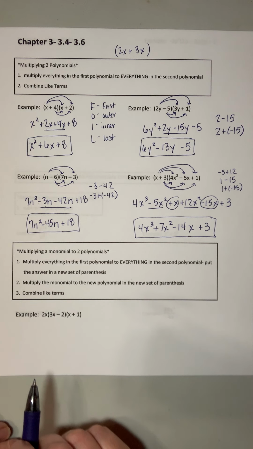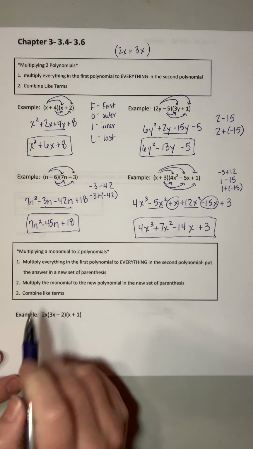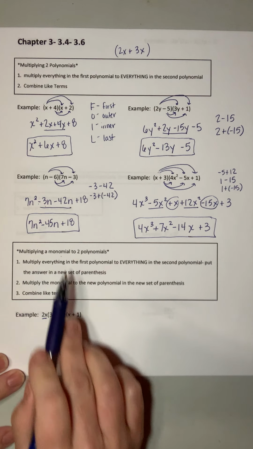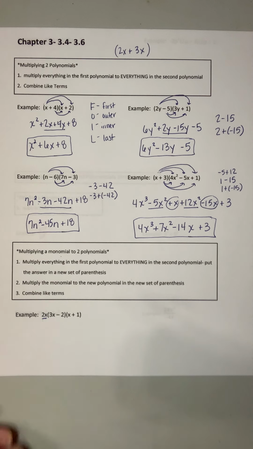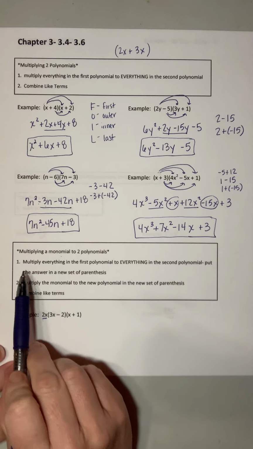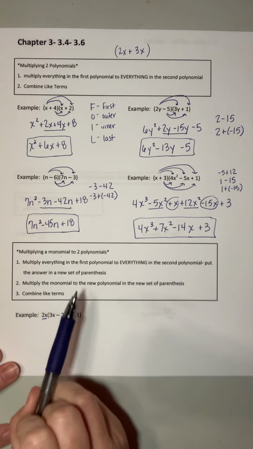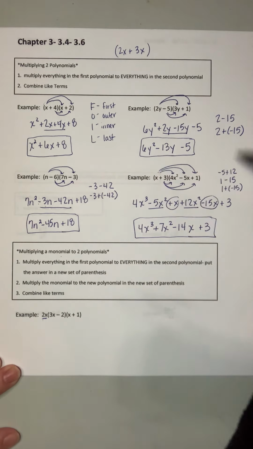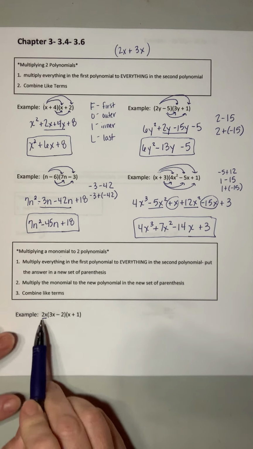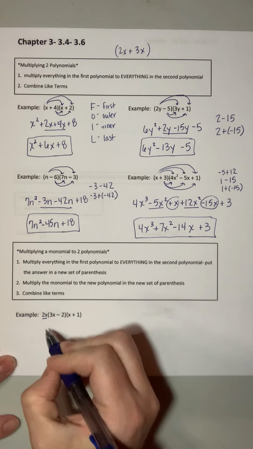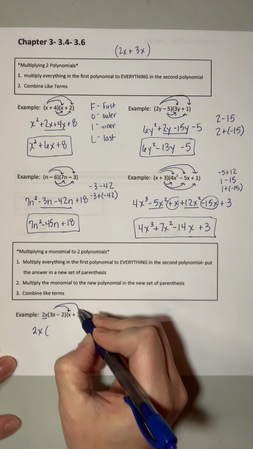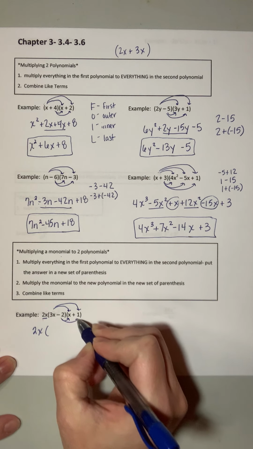Next, we are going to do the same thing, except now I'm adding in a monomial. So we're going to multiply a monomial to two polynomials. So we're going to multiply everything in the first polynomial to everything in the second polynomial, just like we did up here. And we're going to ignore this, but we're going to bring it down to our next step. So those two and those two.